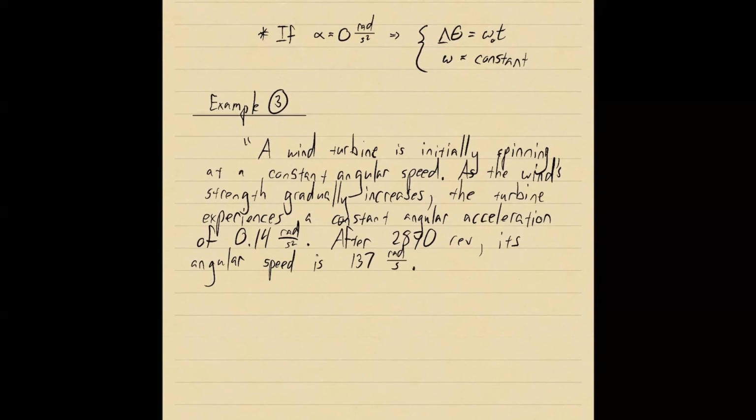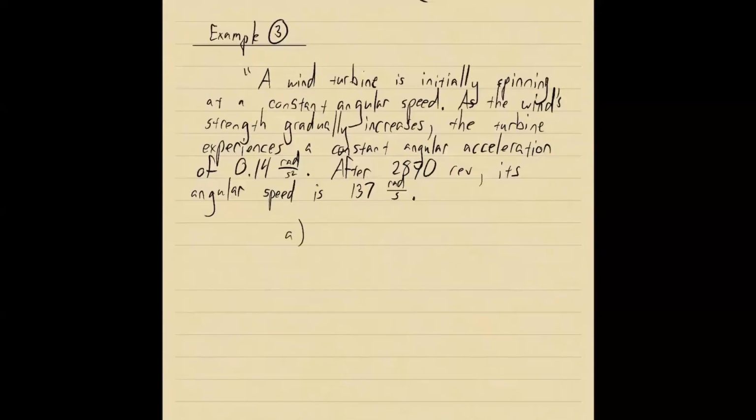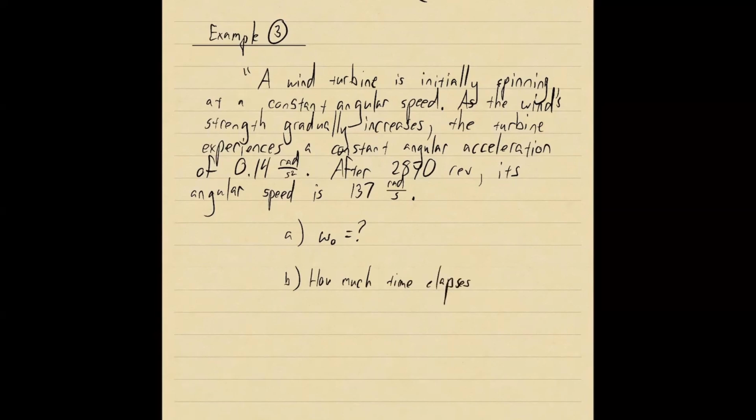So the problem goes on to say, A, what is the initial angular velocity of the turbine? Right, what is the initial angular velocity of our turbine? Part B says, how much time elapses while the turbine is speeding up. Okay.